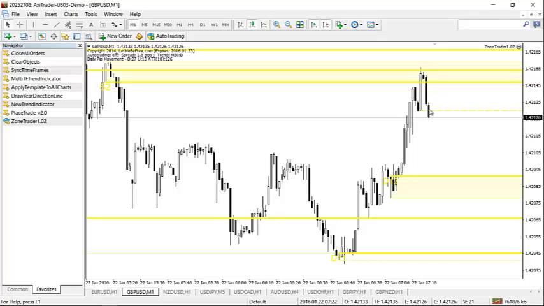Here you can see that price is dropping away from these zones quite nicely now. So you're probably up to about 2-to-1 down here. So risk $50, make $100. That's the kind of money I like to make. So I think that probably gives a pretty good idea of what this expert advisor, Zone Trader, is capable of.